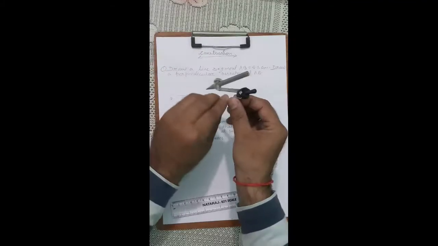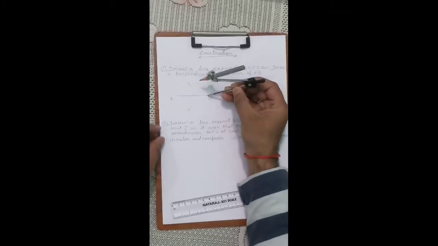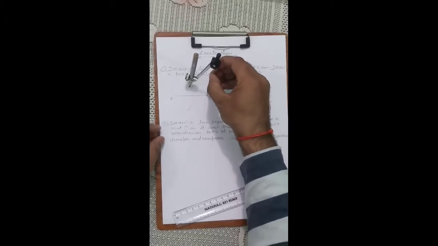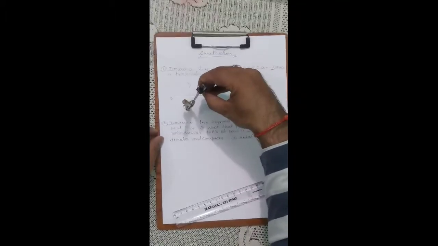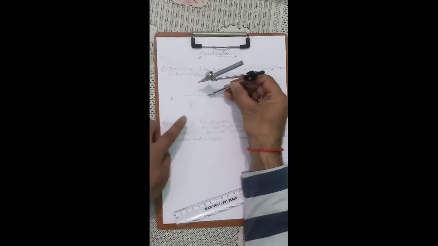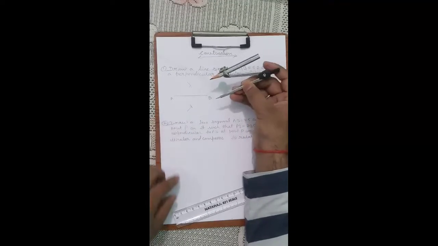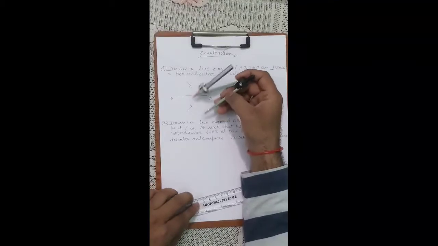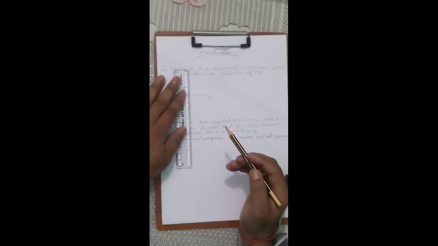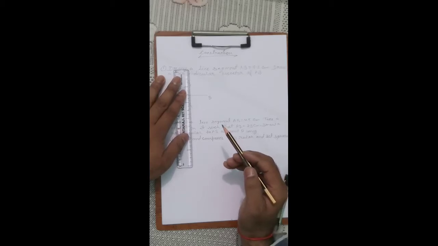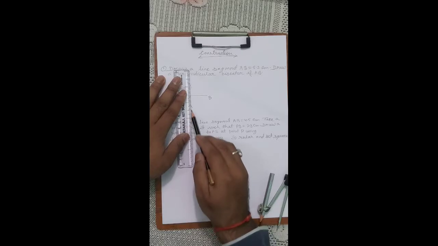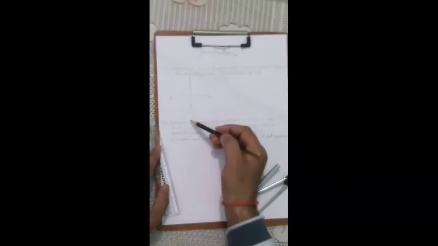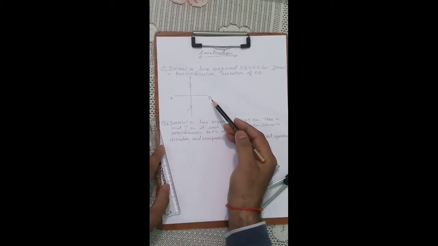Now without changing the radius, we will take the other end as the center and make one arc above which will intersect the previous arc, one arc below the line segment again which will intersect the previous arc. You are watching that both the arcs are intersecting each other. Now with the help of scale and pencil, we will join these intersection points. See here, this line is the perpendicular bisector of AB.